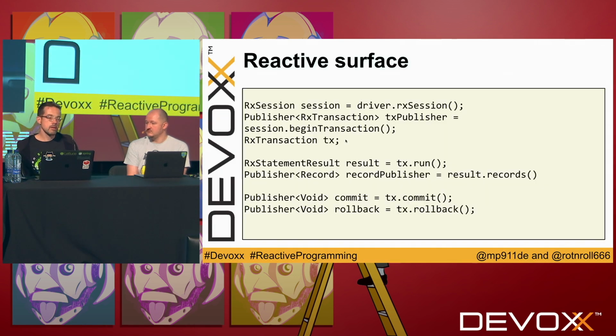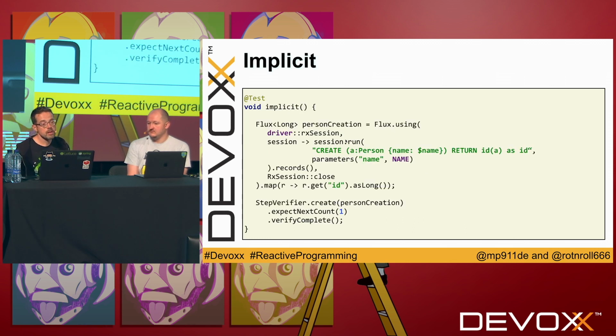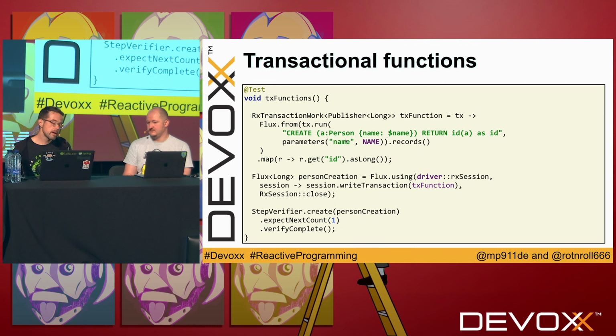So that is our take on the reactive surface of our driver. So that was the slide I mentioned. I did skip a bit. We have seen implicit transaction. I can directly work on the session and pass it to whatever library I prefer to not have to deal with raw publishers. We haven't seen that. The transactional functions are still there. I can pass it on to a reactive overload for the write transaction or read transaction method on the reactive session, and then work on that.